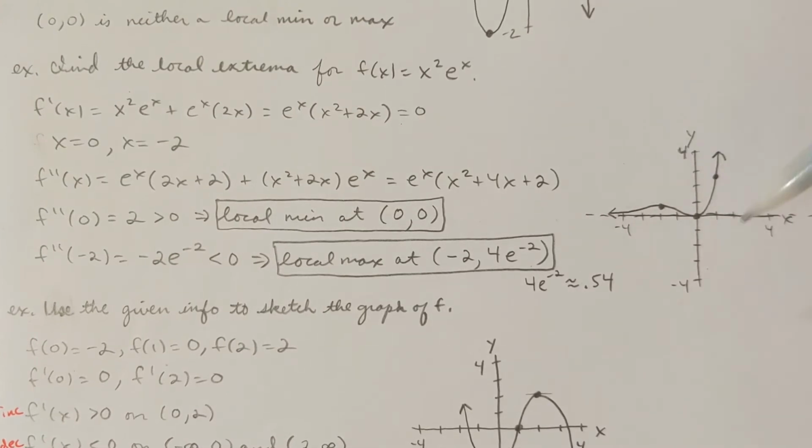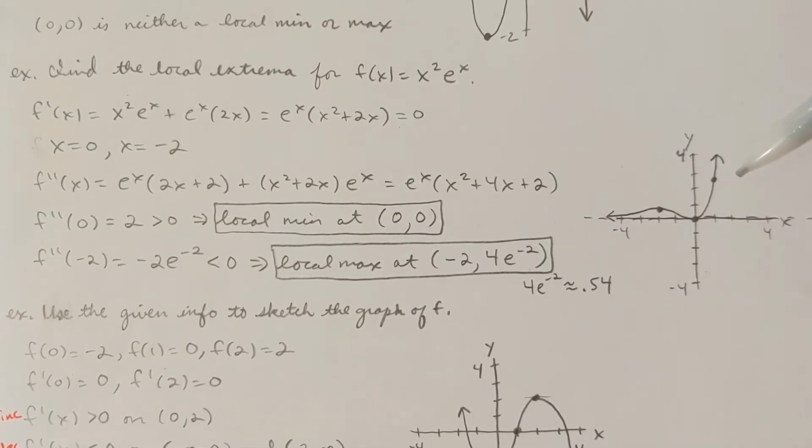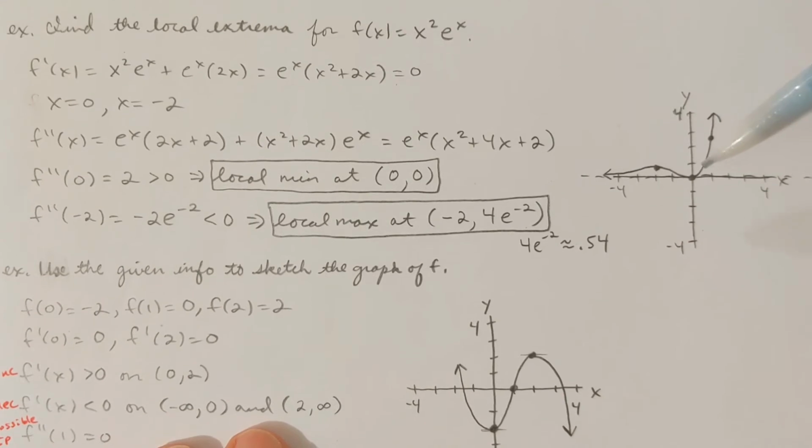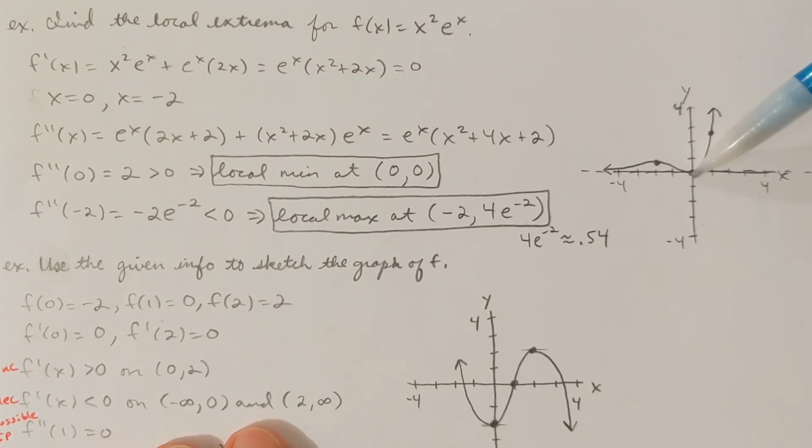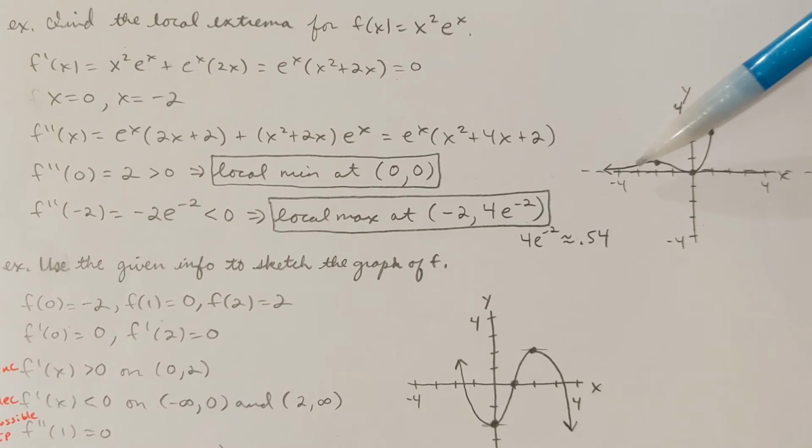Here's a quick sketch of the graph. So, okay, I've plotted the min point at 0, 0, and here's the max point at negative 2, 0.54. And so there's going to be a hill there.